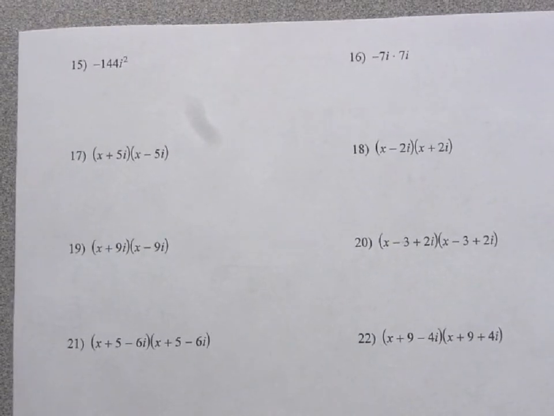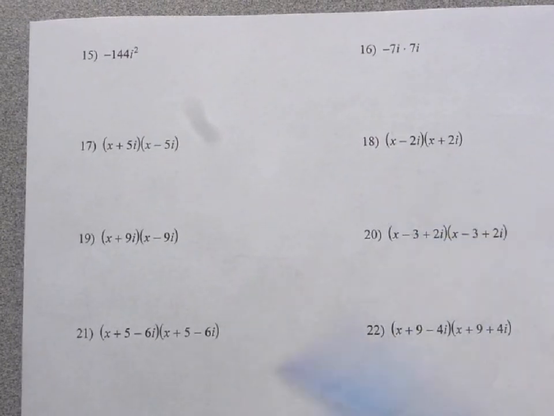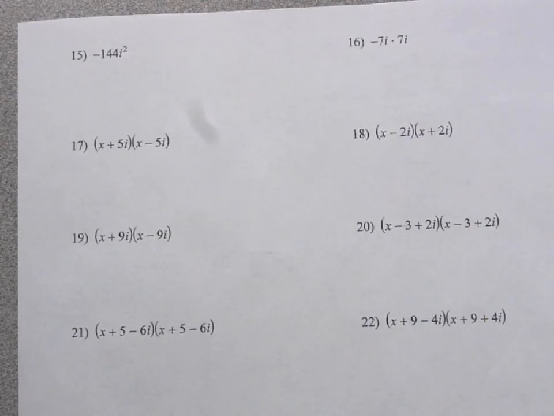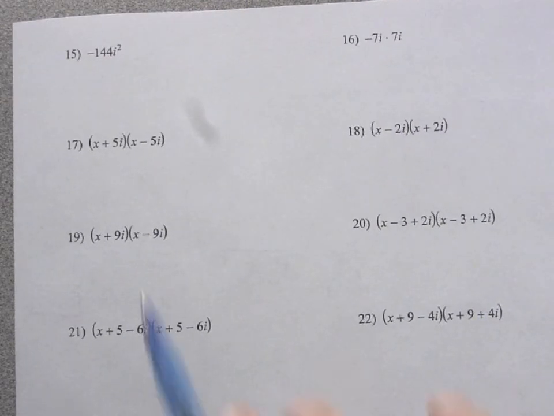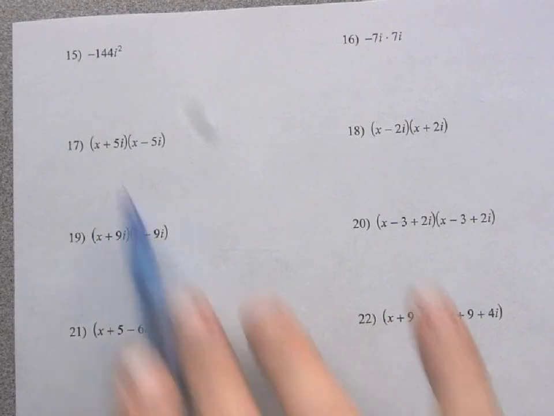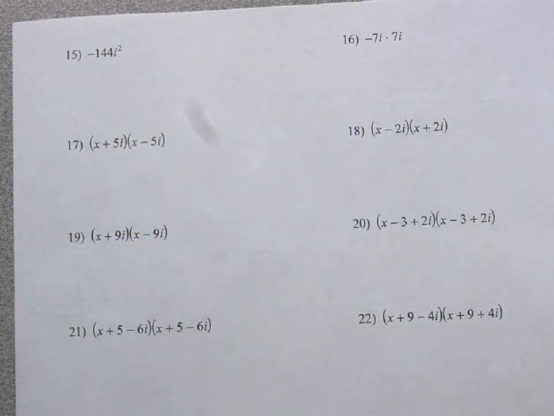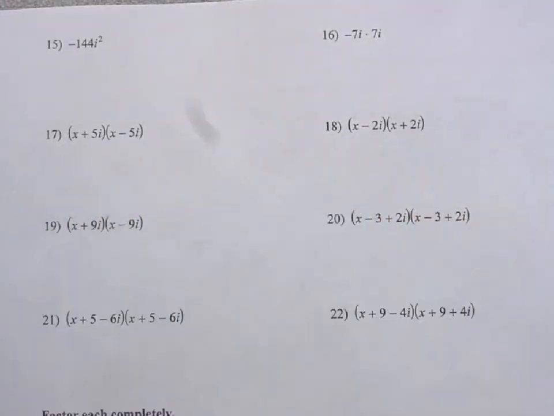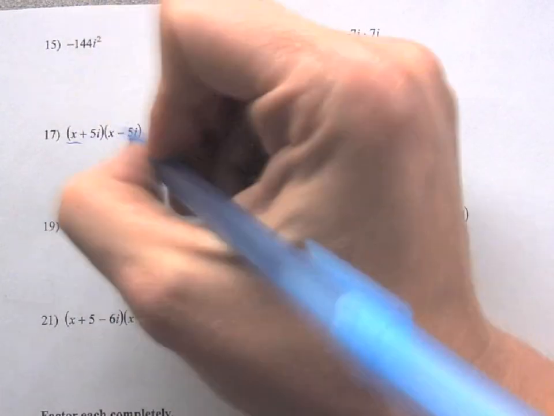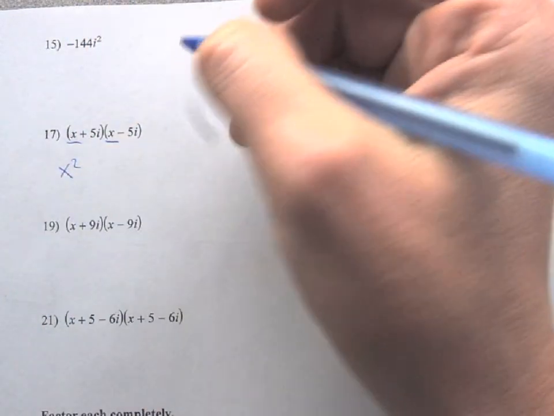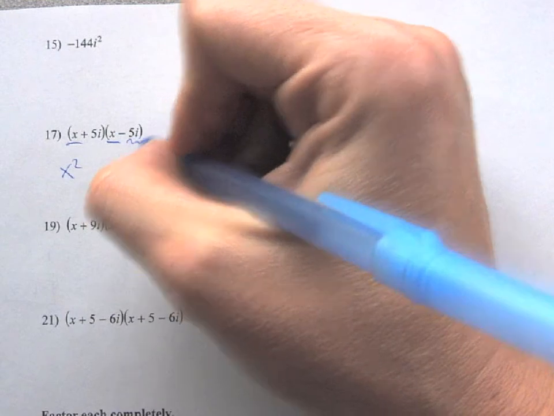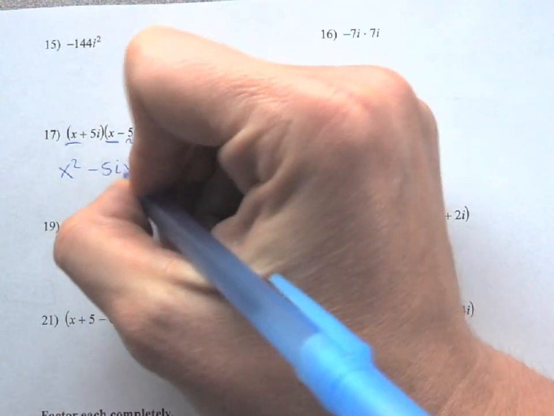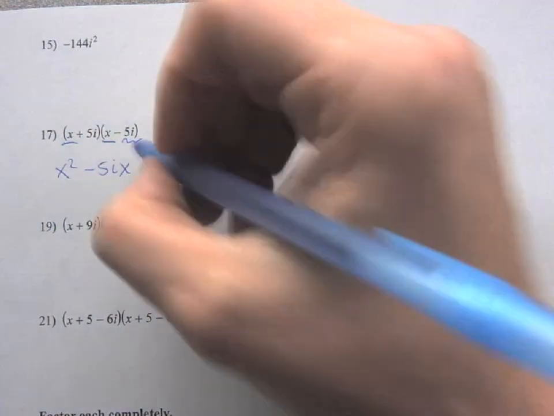Okay, 17, we have these polynomials basically. 17, 18, 19, 20, 21, 22. These are all kind of polynomials, and something interesting happens with them. In these three cases, we want to FOIL because we have two binomials. If we FOIL this one, the first terms, x times x, give x squared. Outside, that's x times negative 5i, which is negative 5ix.